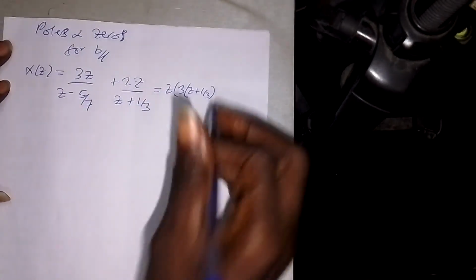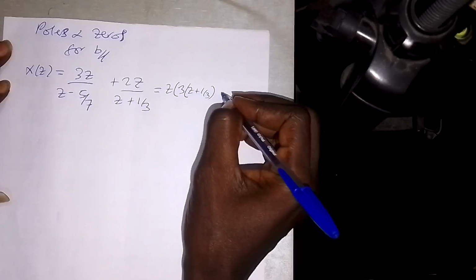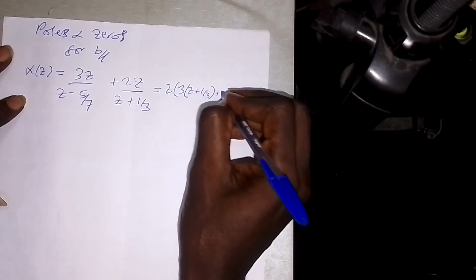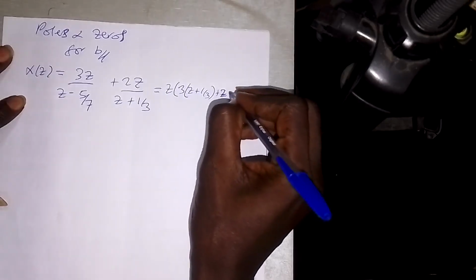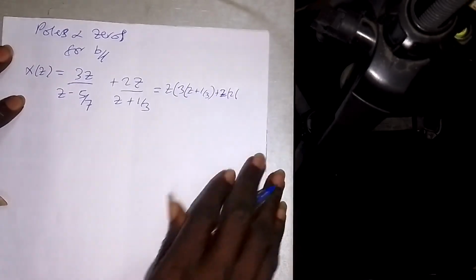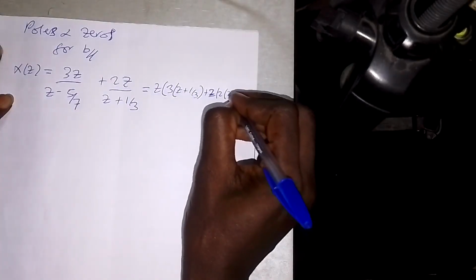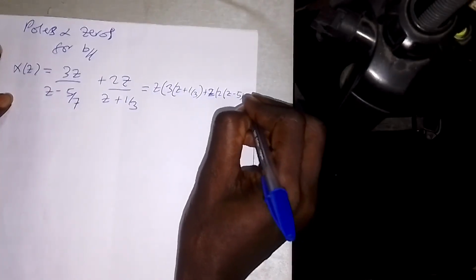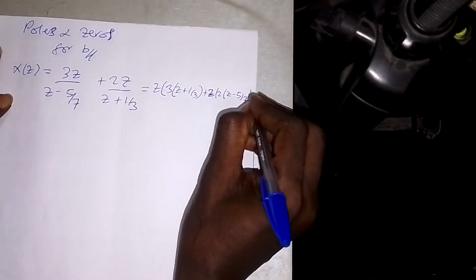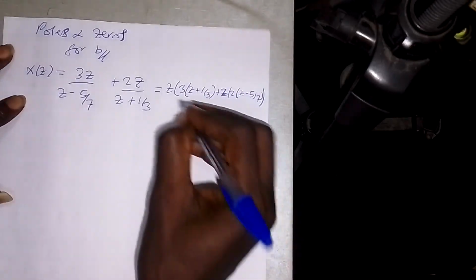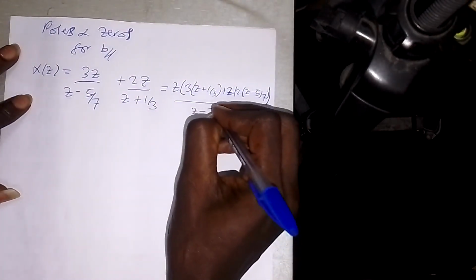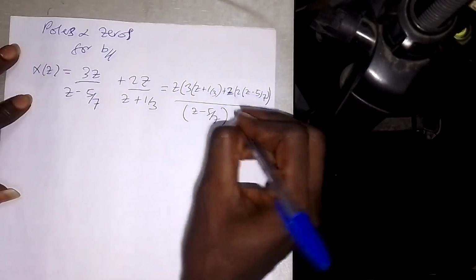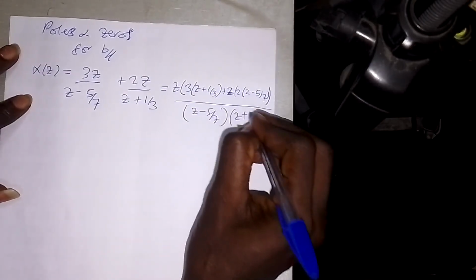And then I can have plus 2, I can have Z out. 2 into what? 2 into Z minus 5 over 7, all over Z minus 5 over 7 into Z plus 1 over 3.